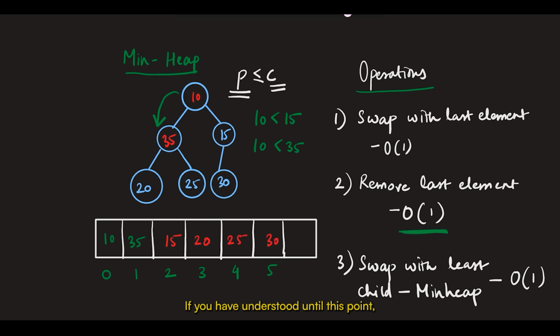If you have understood until this point, try to answer this question. What child would we swap the parent with when we are using a max heap? Leave the answer in the comments below.